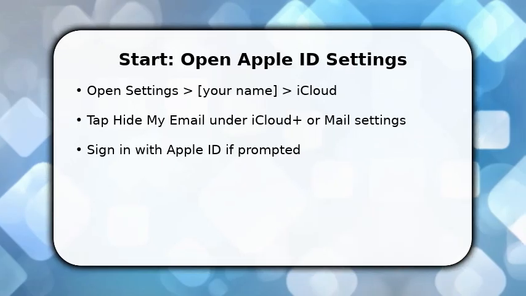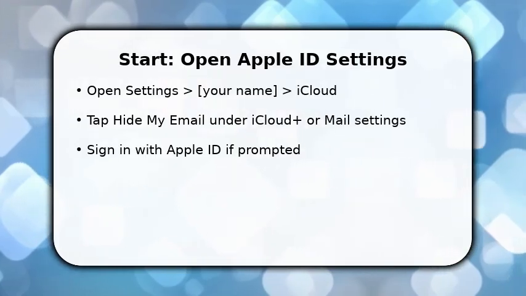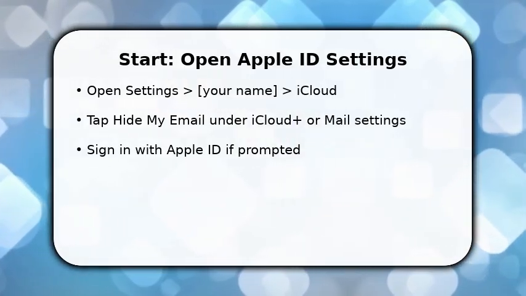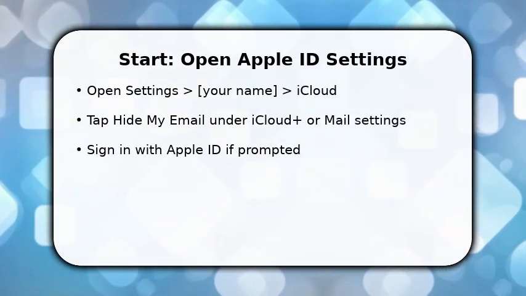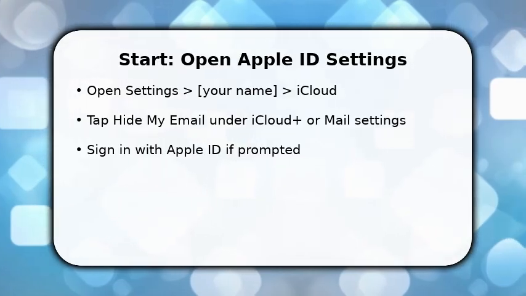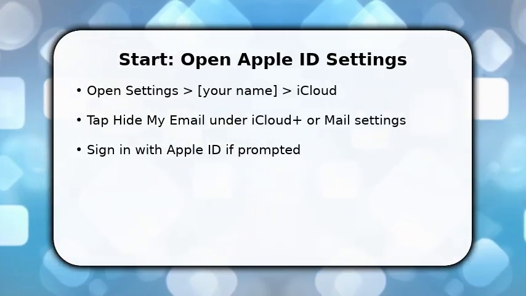You're starting the process now. Create an alias by tapping Create New Address. This generates a randomized forwarding address so your real email stays private while apps and services can still reach you.